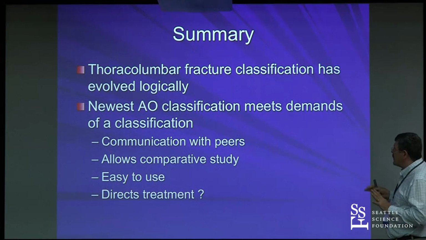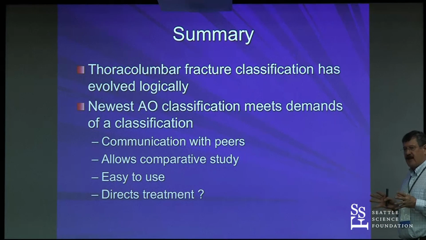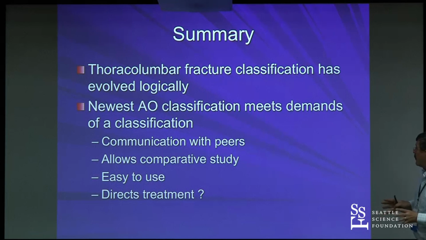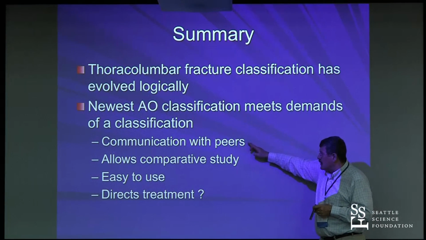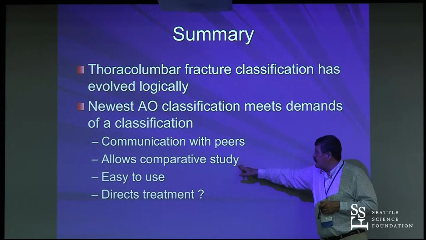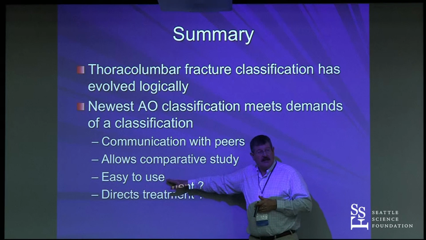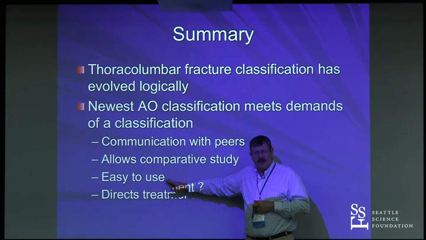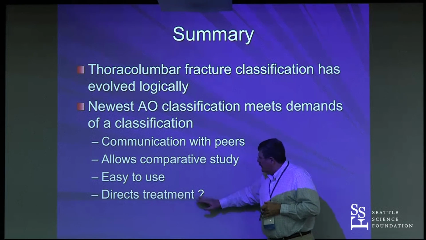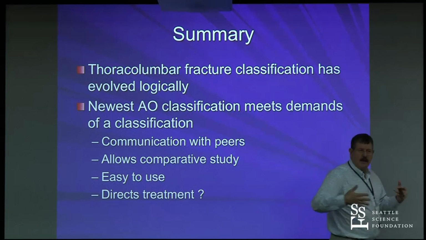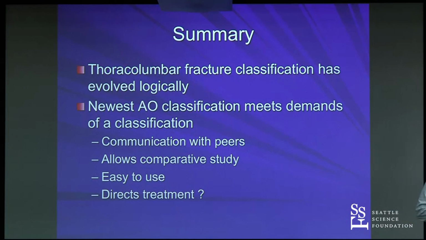So I think thoracic lumbar classifications have evolved very logically to the point we are now. I think this newest AO classification meets the demands. I think we can communicate with our peers. I think we can do comparative studies. I think it is easy to use. It seems hard at first, but it's not that complex. Direct treatment, I think that still needs exploration. And having developed a classification, hopefully will allow us to figure that out.